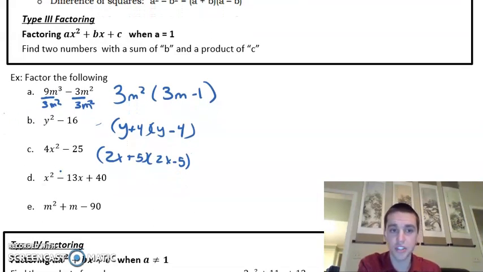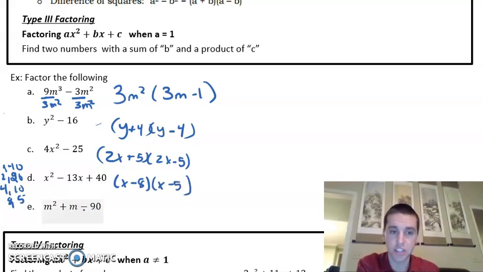D and E are trinomials, and therefore we know it's not two terms, we know it's three terms, so factors of 40. If you have to, write them out. Factors of 40: 20, 2, 4, 10. And you realize that none of those work until you get to 8, 5. Factors of 40 that add to negative 13: 8 and 5. x minus 8, x minus 5, you're good to go. Factors of 90 that subtract to positive 1: 9 and 10. So m plus 10, m minus 9. 10 times negative 9 is negative 90. 10 minus 9 gives you positive 1. That's how we would do that.